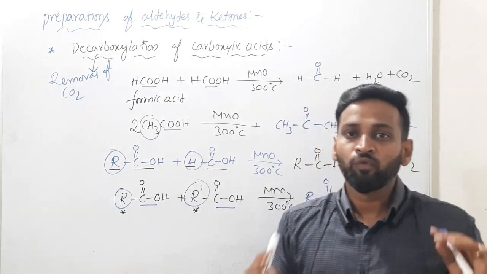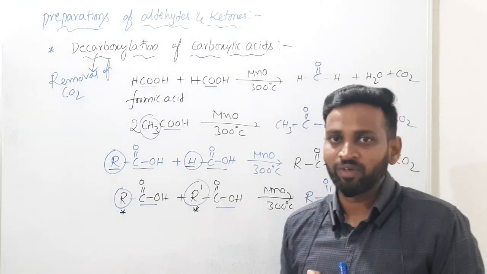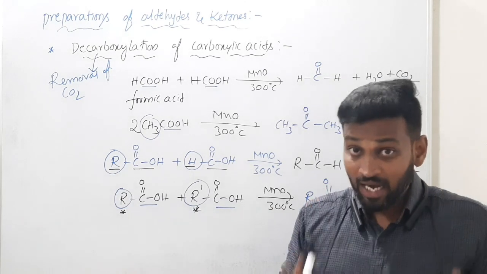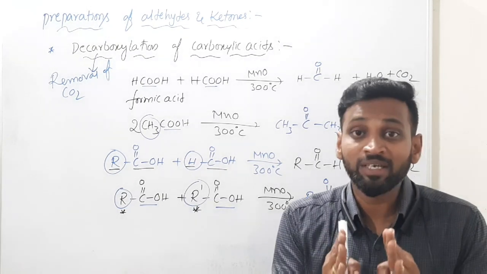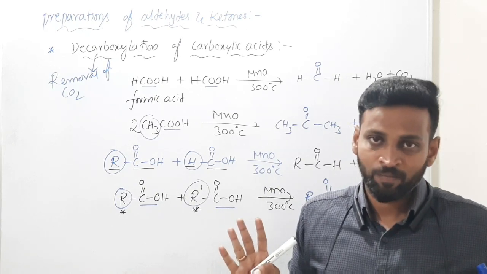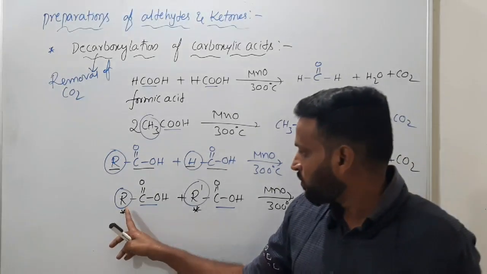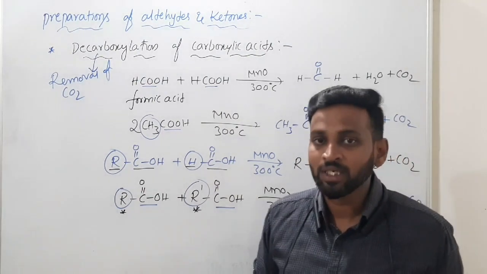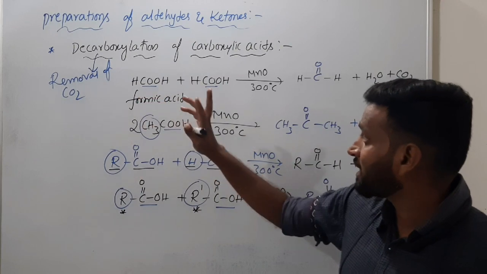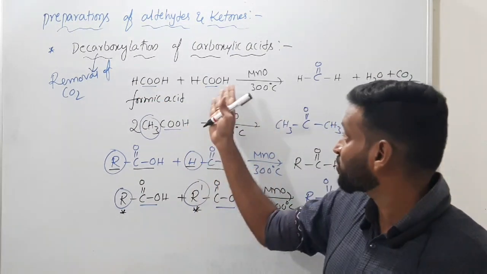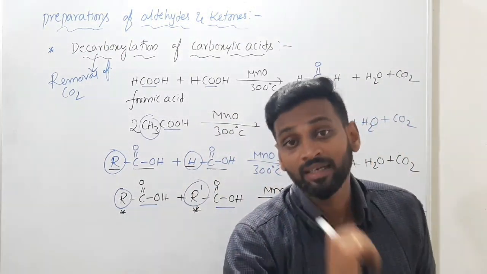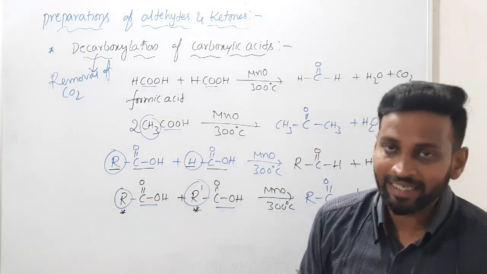Why am I saying this? Which carboxylic acid on treating with manganese oxide at 300 degrees Celsius gives ketone? If they ask that, the carboxylic acid should not be formic acid. Getting what I am saying? If both have alkyl groups, certainly you have a ketone. If one is formic acid, or at least one is formic acid, you have aldehydes. Getting clearly?